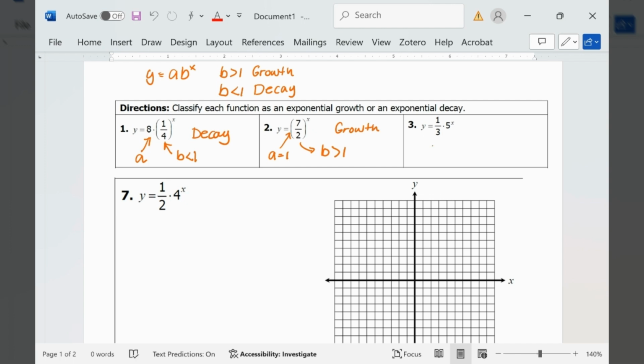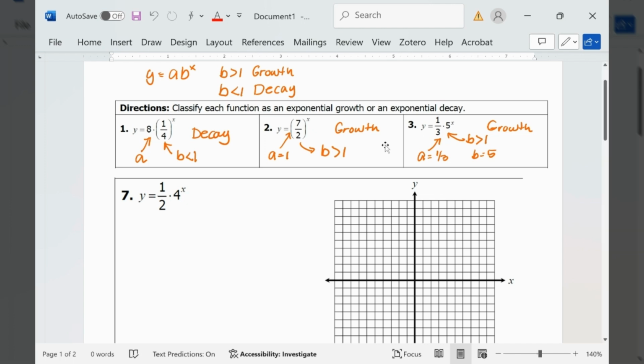Number 3, same thing. My a is 1/3. The y-intercept, or initial value, is 1/3, but my b is greater than 1, which is 5. So b equals 5. This is also a growth. So that's how you identify, just looking at the formula, if the exponential equation is a growth or decay.